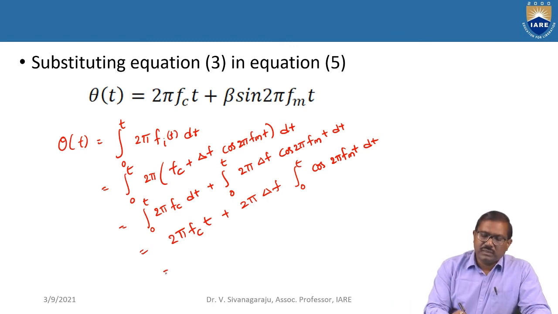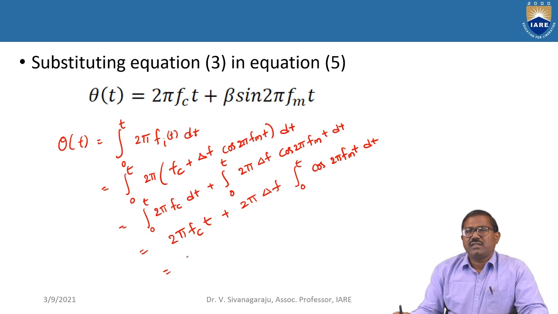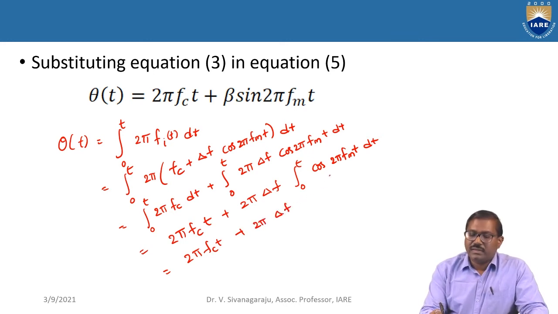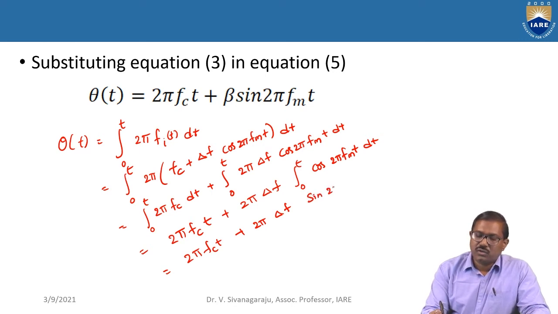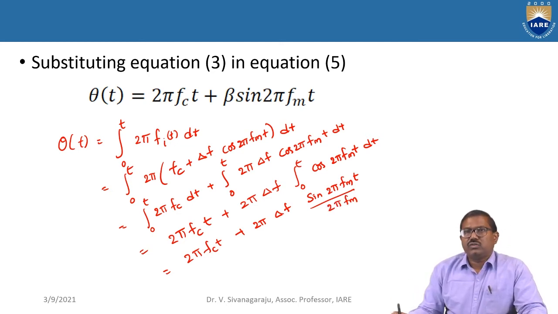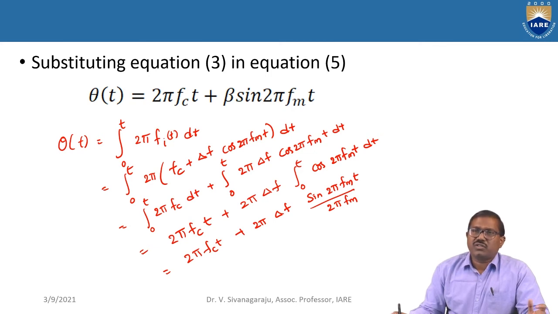Here this is in the form of cos of at. Integrating cos of at, you get sine at by a. So 2 pi Fc t plus 2 pi delta f, and integrating this term we get sine 2 pi Fm t divided by 2 pi Fm. So apply the limits from 0 to t.